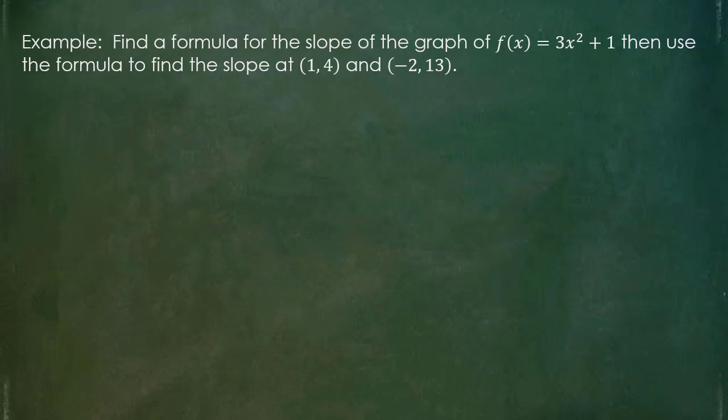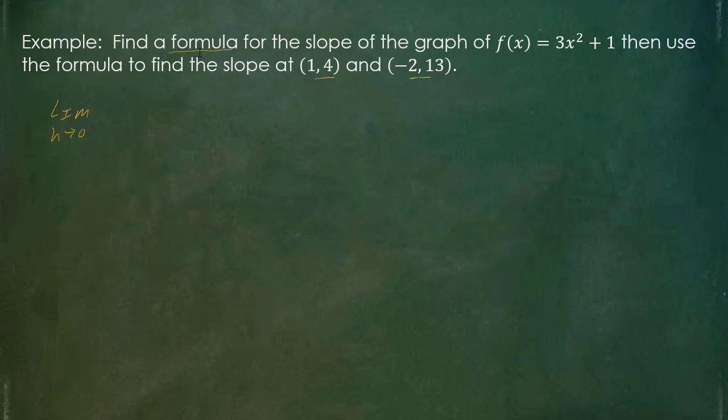So let's go ahead and do another example. This one's going to be now finding a specific formula. So instead of actually finding the slope at a specific point, now it wants a formula, and then I'm going to find the slope at 2 separate points. And this one's a little bit more intense than just the plain x squared, but remember this is going to be the limit as h approaches 0 of my difference quotient.